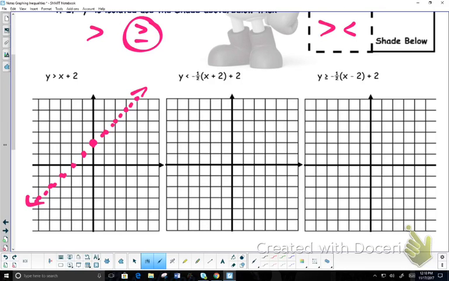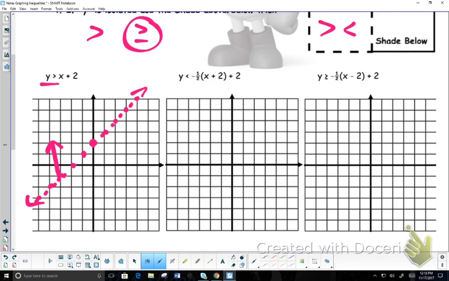Shade above or below. There's your question. So this is what I'd like for you to do. If I read this from left to right, how does it read? Y is greater than. Take your pencil and put it on your line. Now I want you to use some common sense. Y is greater than. Do you think that's up or down?